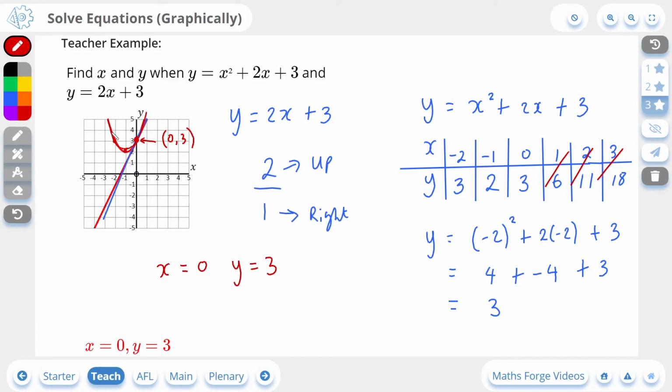Now, if this curve was to intersect with 2 parts of this line, then we will have 4 solutions in total rather than 2. Since this curve is only intersecting with 1 part of this line, then we have 1 set of coordinates as our solution and therefore 2 solutions, an x value and a y value. But if it did intersect with 2 points on this line, then you'd have 4 solutions because you'd have 2 coordinates. And that's it for our lesson on solving equations graphically.